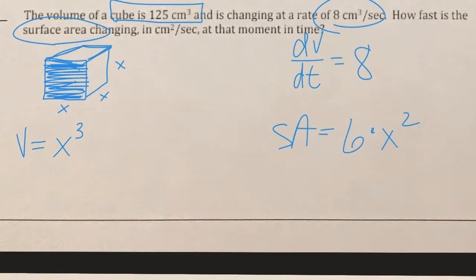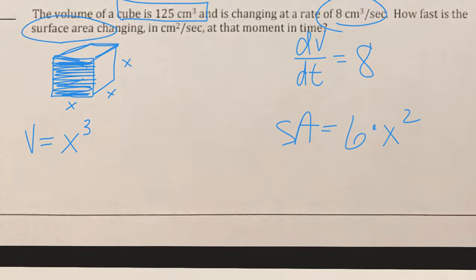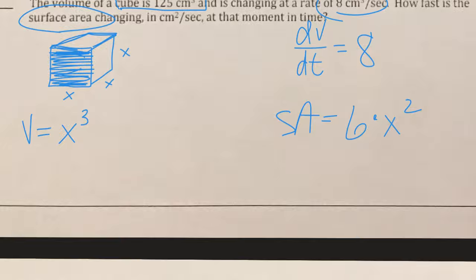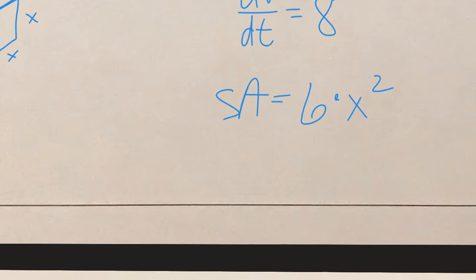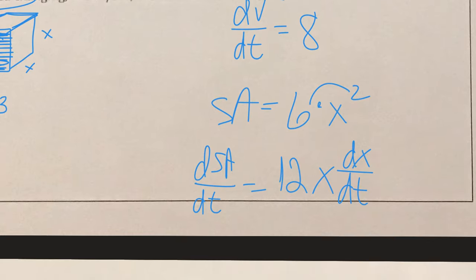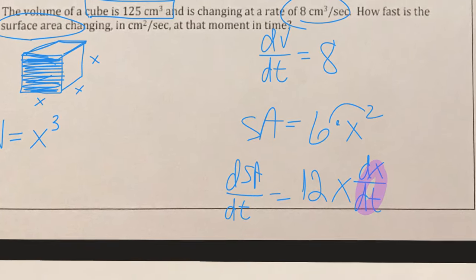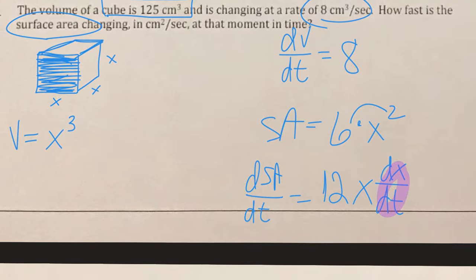So how fast is that changing when the volume is 125? Okay, so let's take the derivative with respect to time. The derivative of the surface area with respect to time is equal to 12x dx dt. Okay, so we know how fast it's changing, right? We know that the volume is changing. How can we do this?